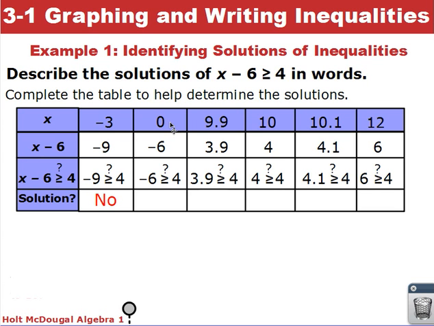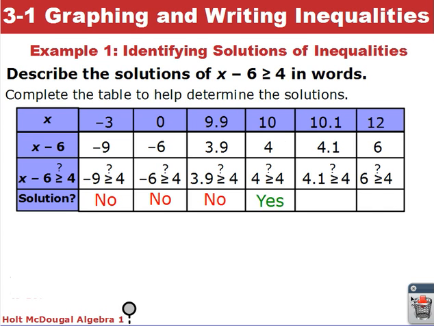Trying when x is 0, we get 0 minus 6, and that's -6. Is -6 greater than or equal to 4? Again, we get no. Now pick some positive numbers. When x is 9.9, 9.9 minus 6 is 3.9. Is 3.9 greater than or equal to 4? It's close, but again we have to answer no. It's still less than. And for 10, 10 minus 6 is 4.